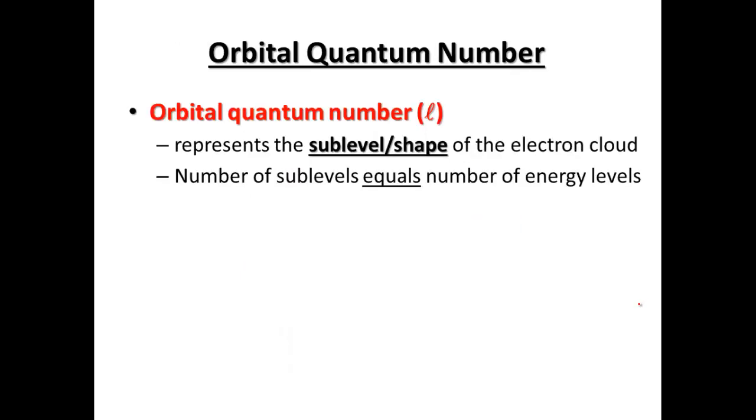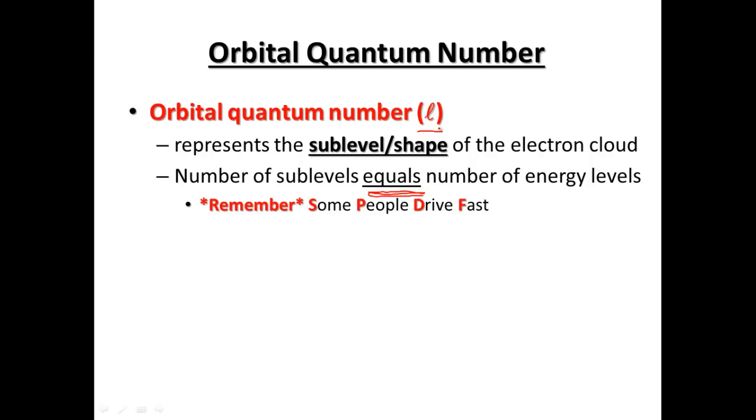Our second quantum number is l. Now we've gone from the energy level that we're in to what we're going to call the sublevel or the shape of the electron cloud. The number of sublevels equals the number of energy levels. So our second letter, l, is the orbital quantum number.